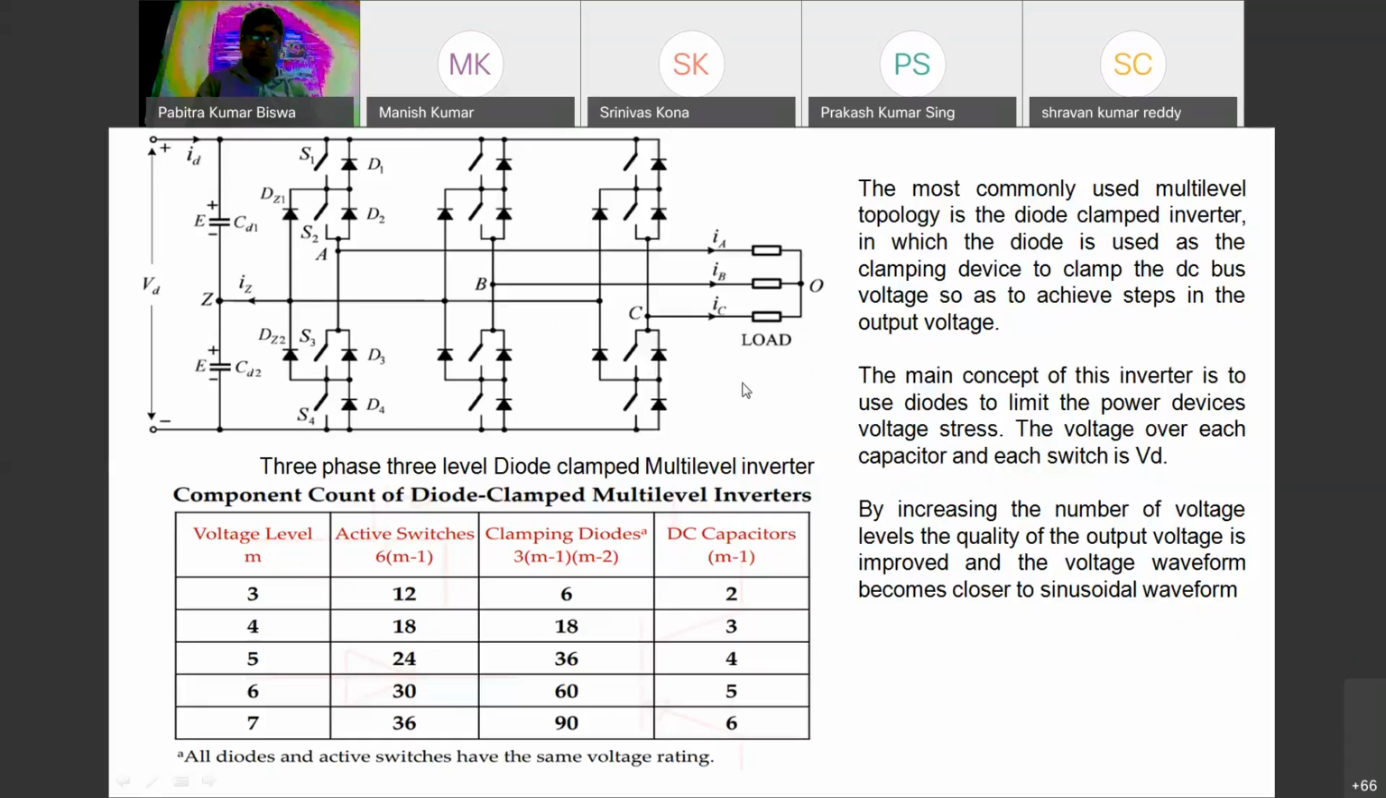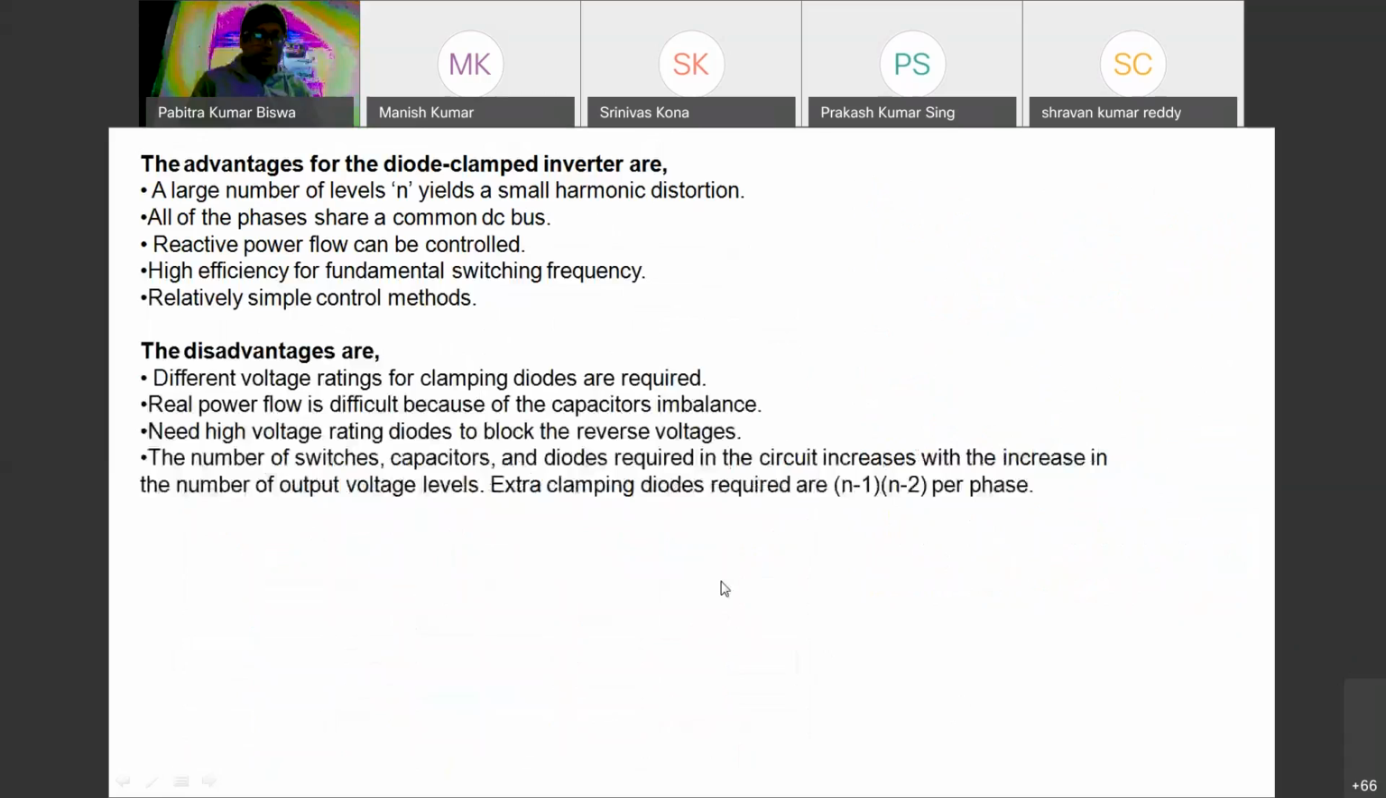Load means you have to connect a motor. The advantage of the diode clamp: a large number of levels n, small harmonic distortion. All the phases share the common DC bus. Reactive power flow can be controlled, and there are some disadvantages also. Different ranges of clamping are required. That means power flow is difficult because of the capacitor imbalance.